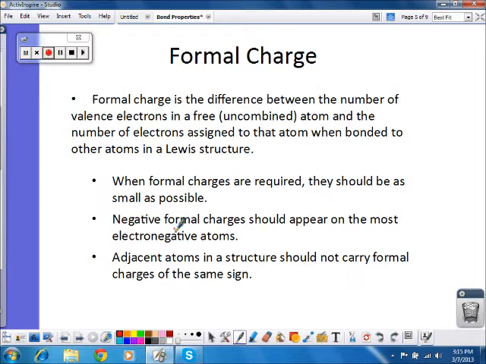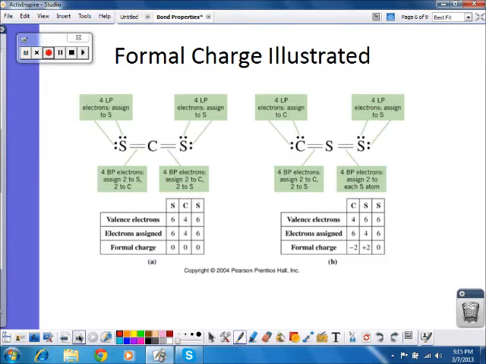So let's take a look at an example of what this all means, and I'll tell you how you calculate this. This molecule would be CS2. Here are two structures for CS2 that follow all the rules for drawing Lewis structures. Everything has 8. You can see double bonds there, but everything follows the octet rule.